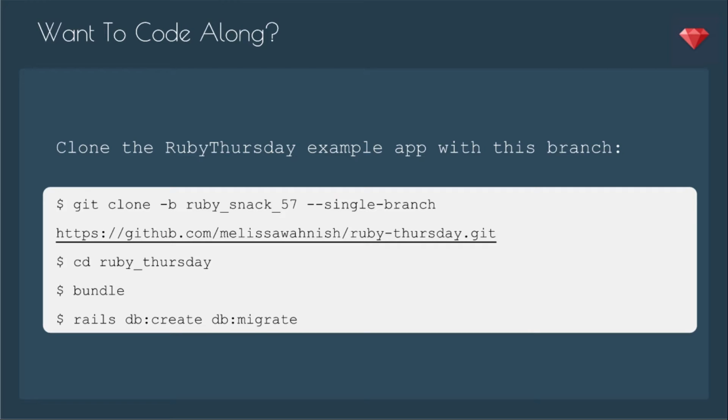If you'd like to code along, you can clone the Ruby Thursday example app with this branch, which is the Ruby snack just before this one, Ruby snack 57. There's not a whole lot of code in this episode, but if you'd like to put it in, go ahead and clone the example app.